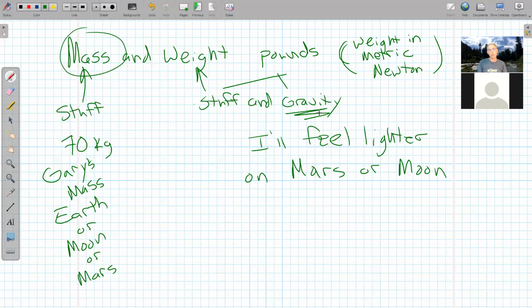But we do use pounds and kilograms interchangeably, but they're really different kinds of units. That calculation wouldn't work on the moon or on Mars. That's a whole different idea there. And generally the relationship between kilograms and pounds is that 1 pound is approximately 2.2 kilograms.